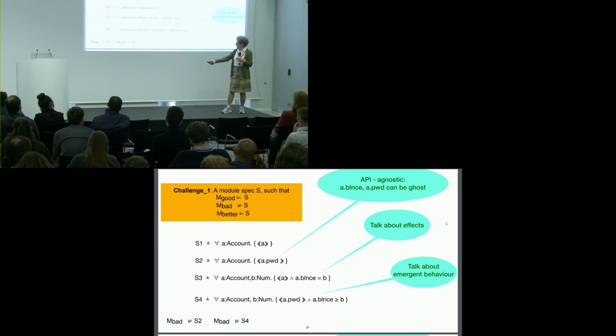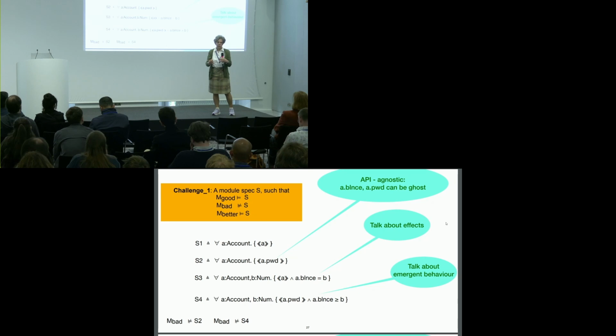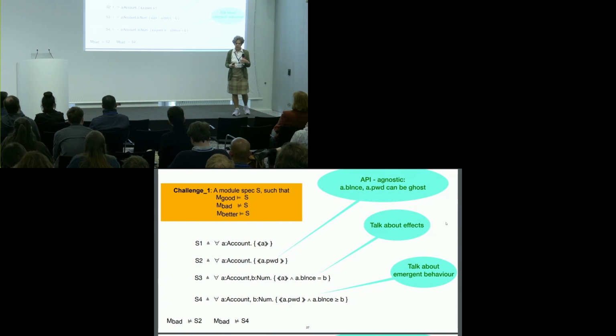So the bad module doesn't satisfy specification 2 nor specification 4 because of its emergent behavior, because you can call the method to set the password and then take out the money and then you break S4. So you have to think about all the methods together when you are making such a specification, and the other modules satisfy them all.